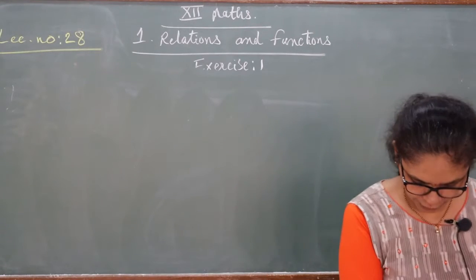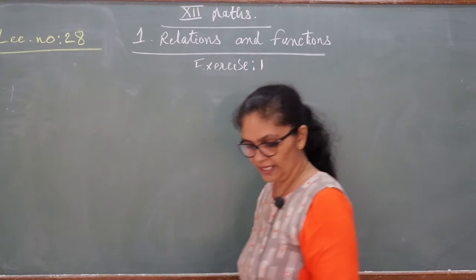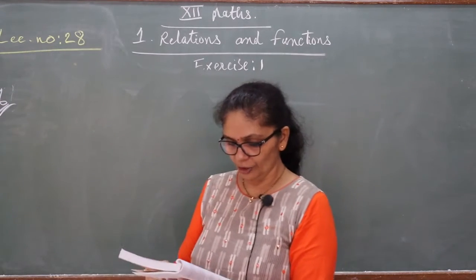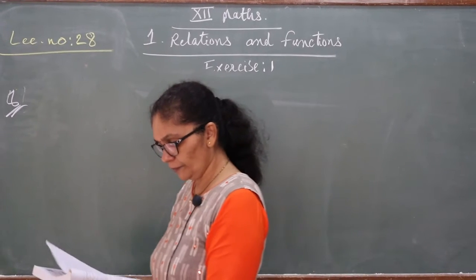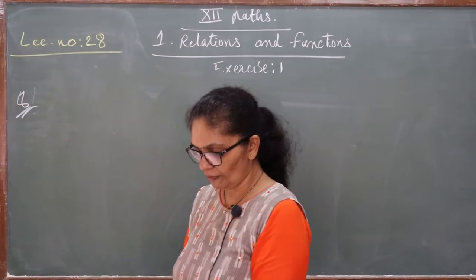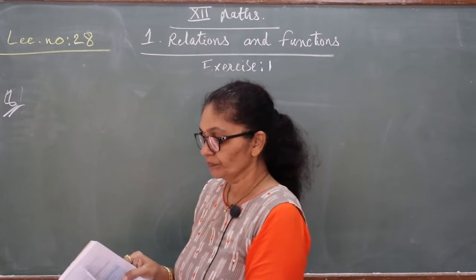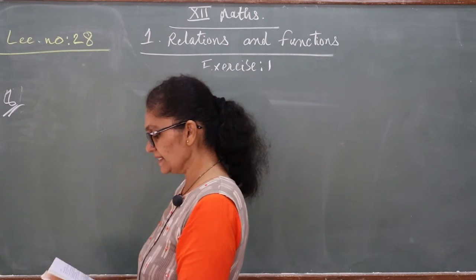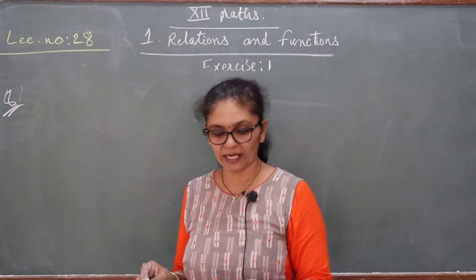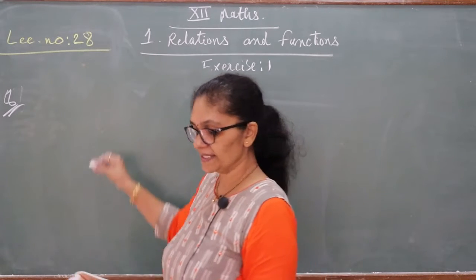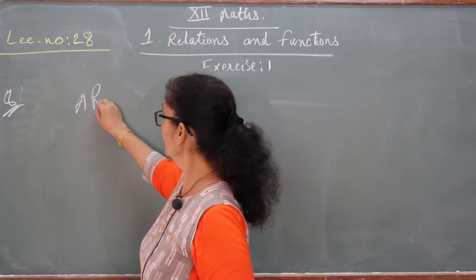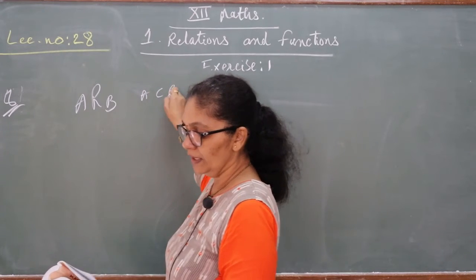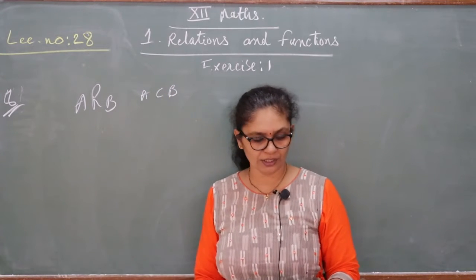Now, 8th question. Given a non-empty set X, consider P of X, which is the set of all the subsets of X. The relation on P of X is defined for subsets A and B as: A is related to B if and only if A is a subset of B. Is it an equivalence relation?